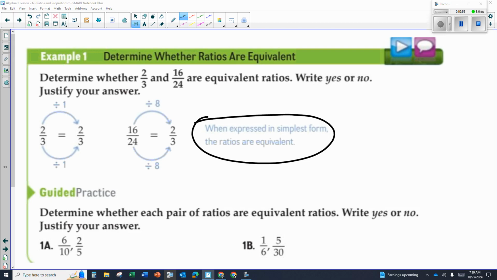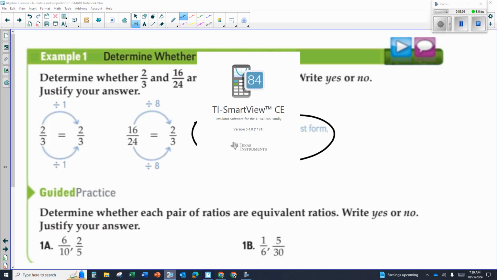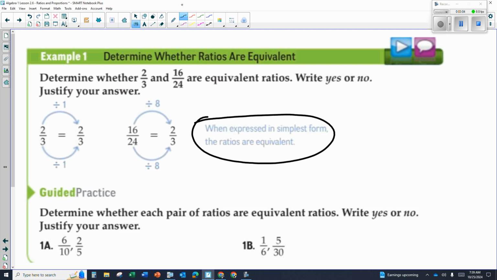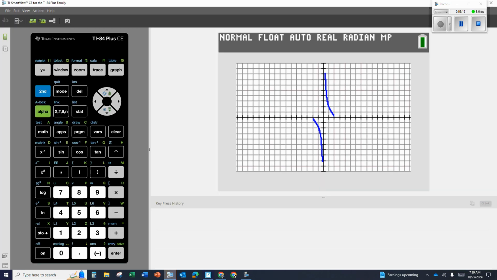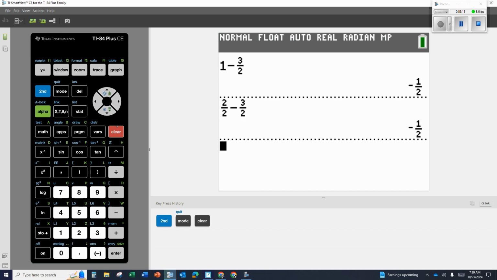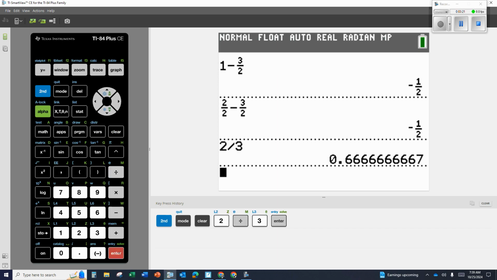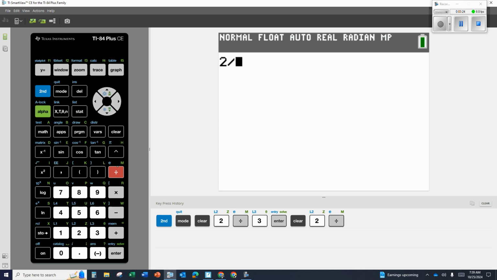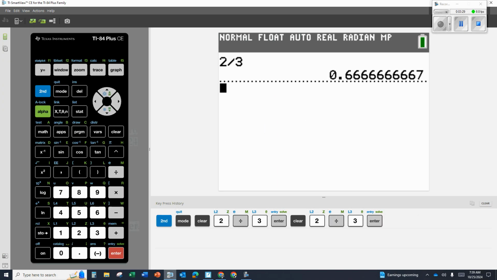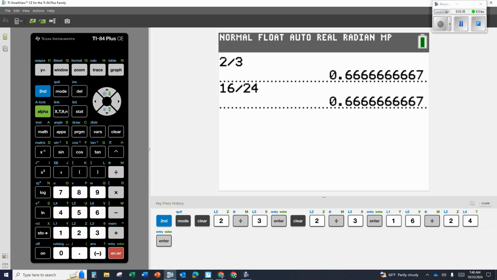I do want to show one other way, and that's using the calculator. So if we use the calculator and we get the same decimal answer, so 2/3, which is 0.6 repeating, and 16/24, which is also 0.6 repeating, then we'll be able to verify it. So let's look at that. So 2 divided by 3, there's my 0.6 repeating. My other fraction is 16/24, so 16 gets written first, divide 24. If I want the decimal, well, those two are decimal equivalents. They're both 0.6 repeating forever and ever.